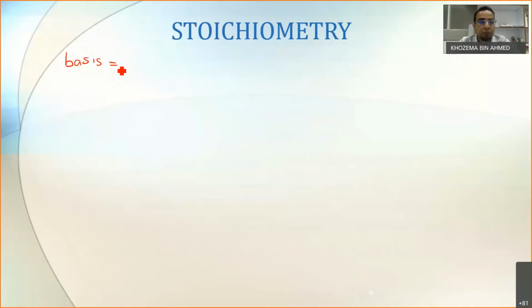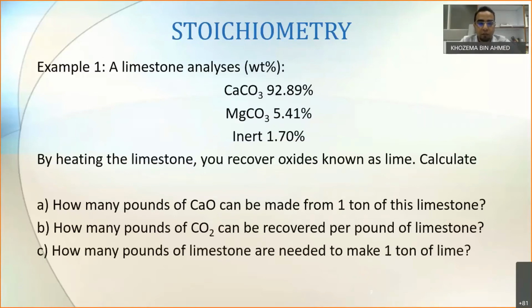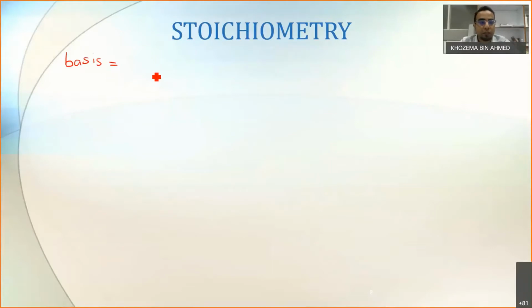Now in this question, since I know that it is asking how many pounds of calcium oxide can be made from 1 ton of limestone, I want to choose my basis to be 1 ton of limestone. So here we'll see whether you can get the same answer if we choose a different basis. So let's say I choose my basis to be 1 ton. 1 ton is also equal to 2000 pounds of limestone. So this is my basis.